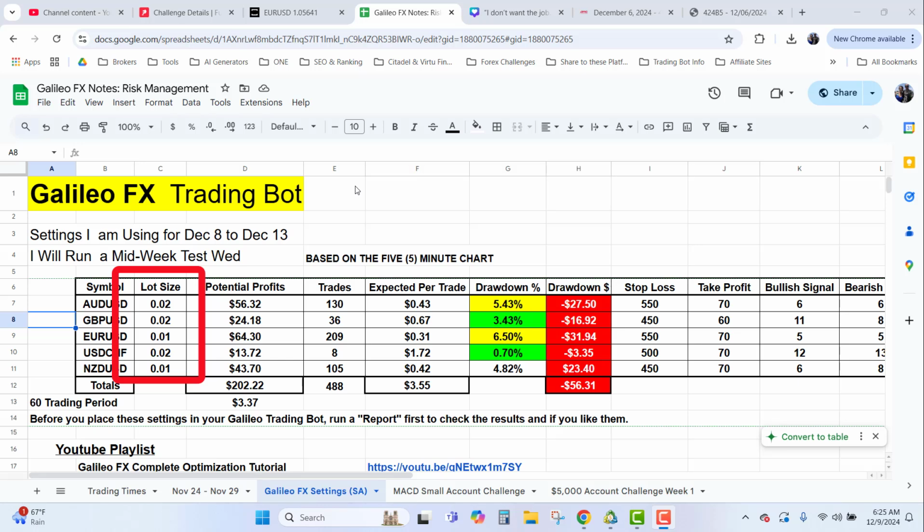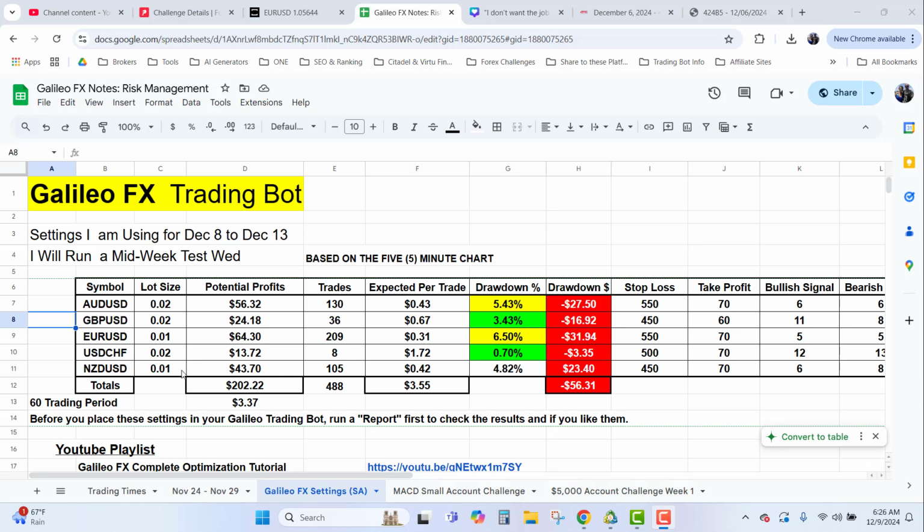Now, somebody wanted to know about the lot sizes and my settings. They don't like the fact that I make such a small amount per trade, which is, if you look over here, 43 cents, 67 cents, 31 cents a trade, $1.72 a trade, and 42 cents a trade. They said they want to make more money, and they want to know if increasing the lot size would work, and absolutely it will work.